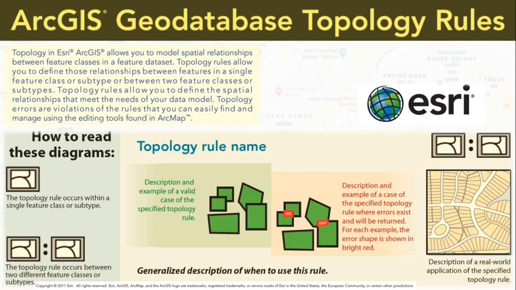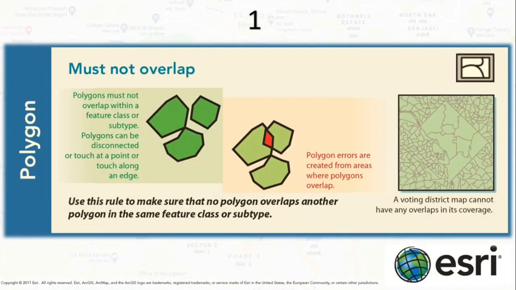So let's start with the first one, that is must not overlap. This requires that the interior of the polygons not overlap. The polygons can share edges or vertices. This rule is used when an area cannot belong to two or more polygons. It is useful for modeling administrative boundaries, such as zip codes or election boundaries, revenue boundaries, and mutually exclusive area classifications, such as land cover or landform type.